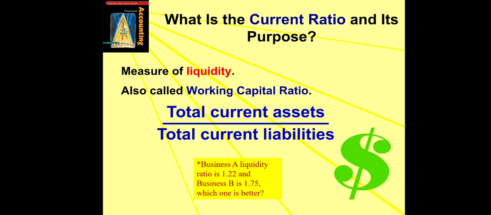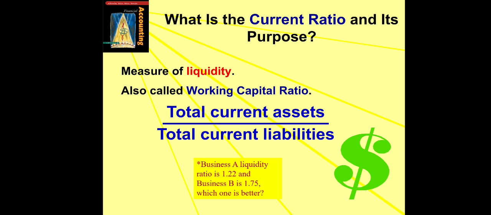Okay, so let's see the small yellow box here in the slide. Let's say business A liquidity ratio is 1.22 and business B is 1.75. Which one is better? The answer is business A. The higher the liquidity ratio, shows that the company or the business has a higher ability to pay its liabilities.